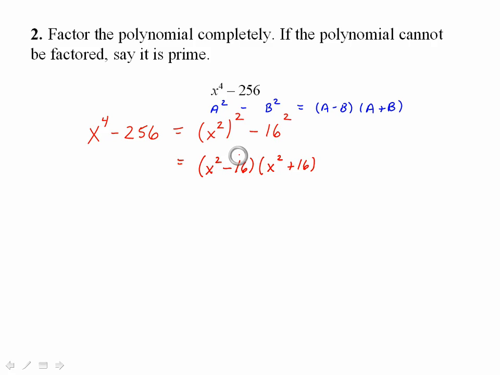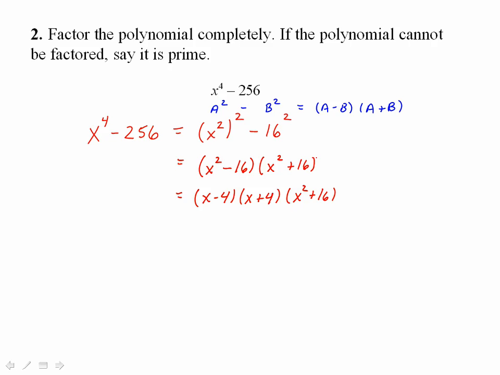If we look at the first factor, we can see that it is once again the difference of two squares, because x squared is a perfect square and 16 is 4 squared. Therefore, x squared minus 16 can be factored as x minus 4 times x plus 4. And then we have the remaining factor, x squared plus 16. Remember, the sum of two squares does not factor over the real numbers and therefore is prime.